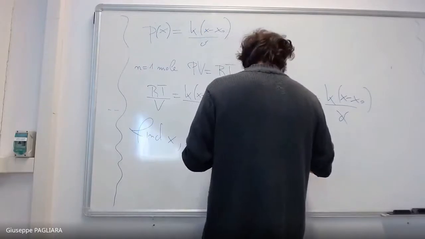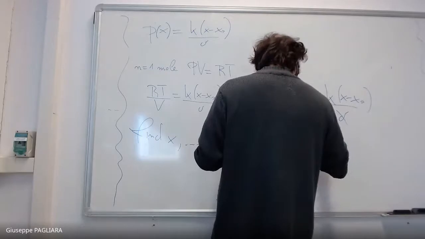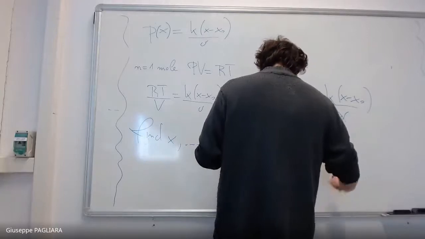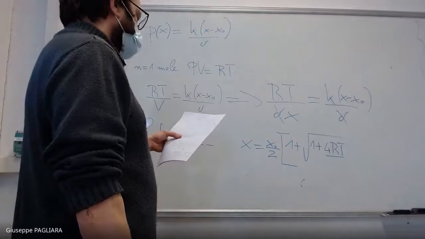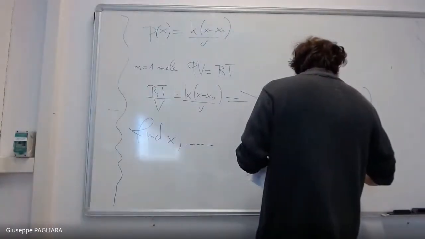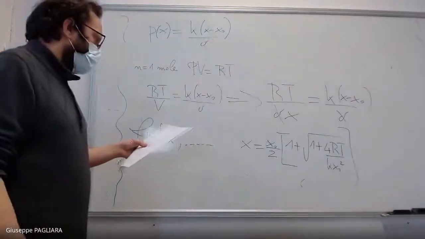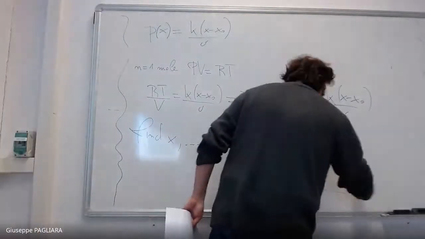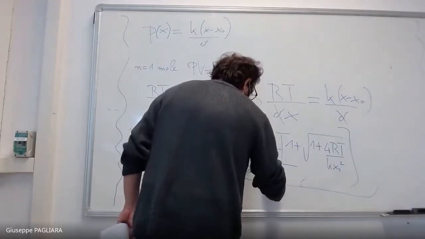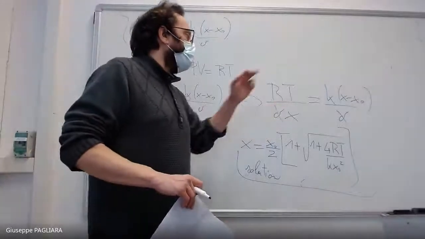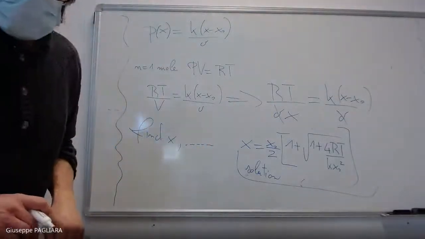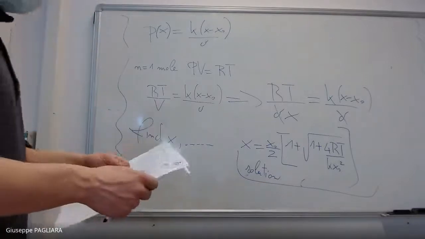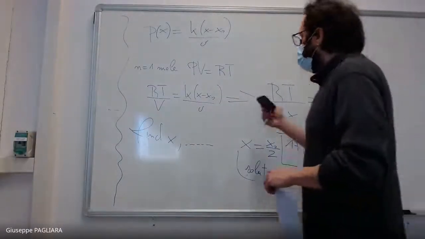Then I have 1 plus the square root of 1 plus 4 RT divided by k x0 squared. Let me check if this is correct. 4 RT over k x0 squared. Okay, so this should be the final solution. One has to solve this equation, which is an algebraic equation of second order. Okay? Let's try to do another exercise, just sketch all this as another exercise, and then we move on.